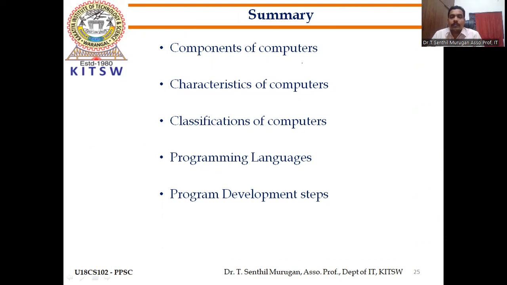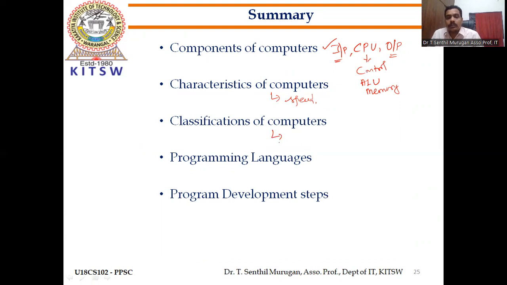This is the summary. We discussed the components of a computer: the input devices, central processing unit, and output devices. In the central processing unit, the control unit and arithmetic and logic unit. Then finally memory we discussed. What are the output devices and what are the input devices, we discussed. Characteristics of computer, several characteristics we have discussed: speed, diversity, automation, continuity, reliability.